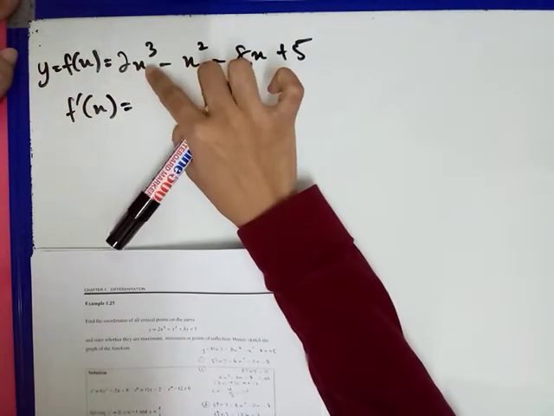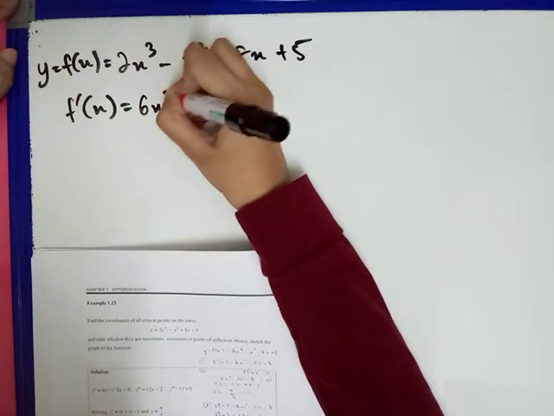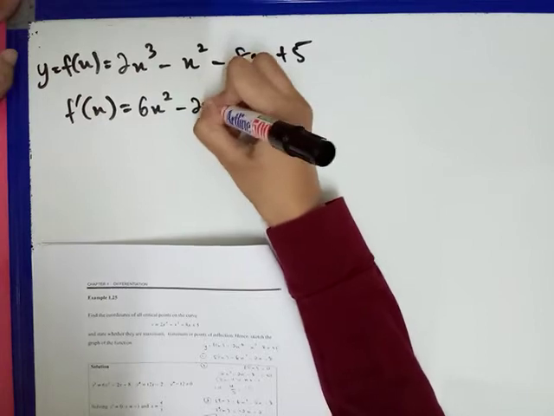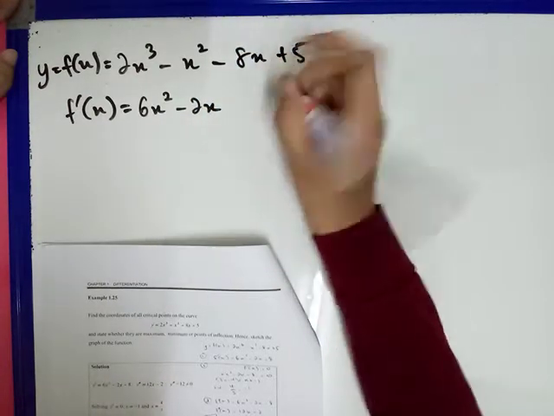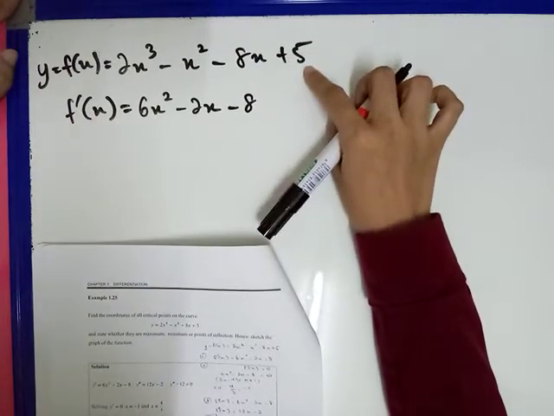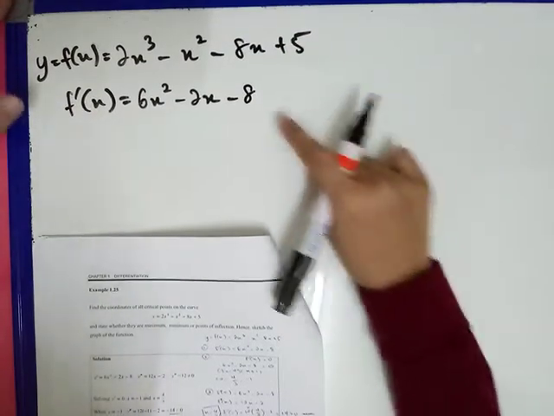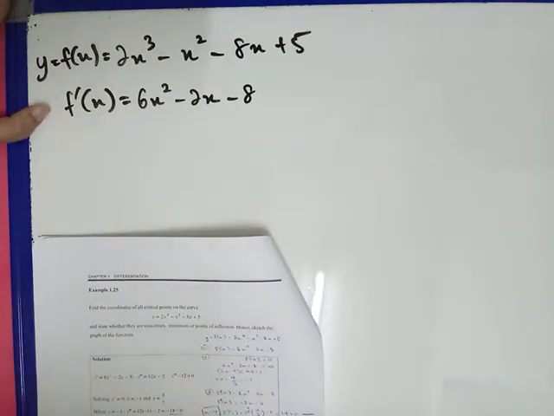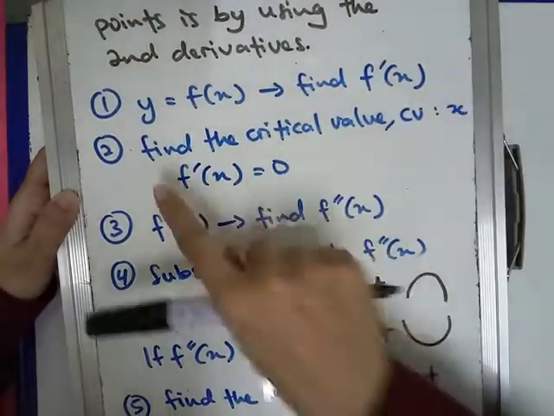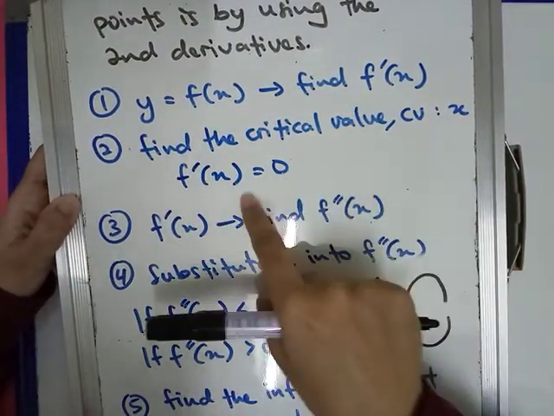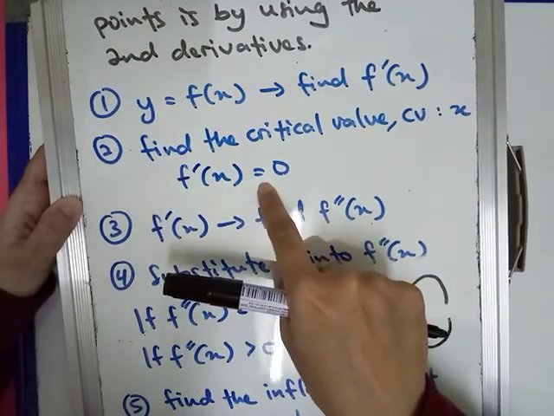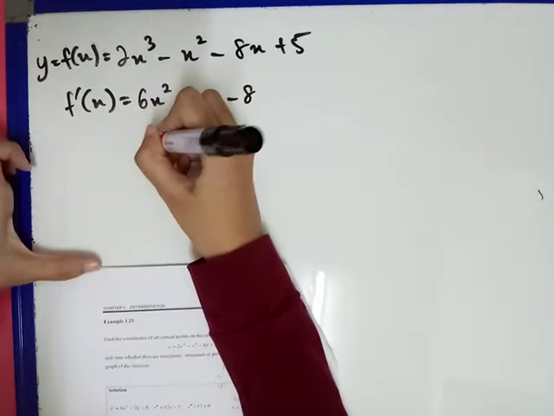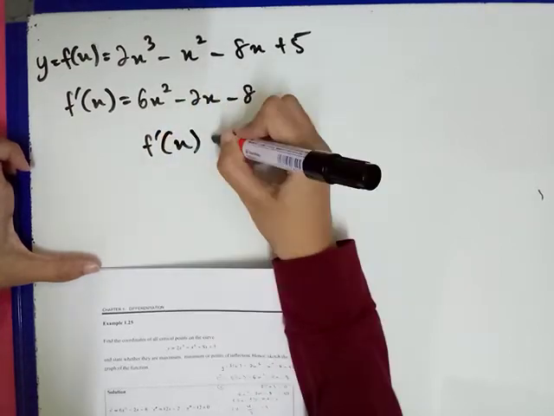Differentiate 2x cubed, you will get 6x square. And then differentiate negative x square, you get negative 2x. Differentiate negative 8x, you get negative 8. Differentiate 5, you get 0. This is the first step you have done. Second step, you need to find the critical value. How to find? First derivative must be equal 0. So this is the second step. So f prime x equal 0.